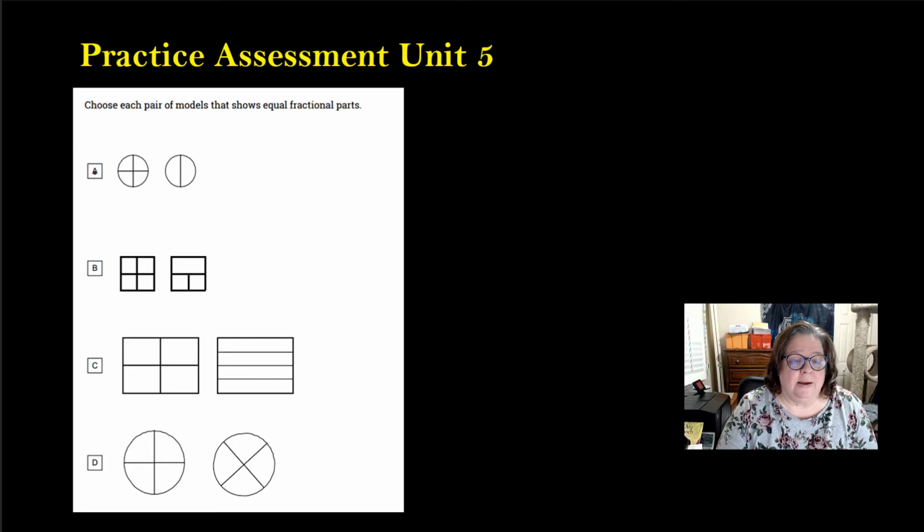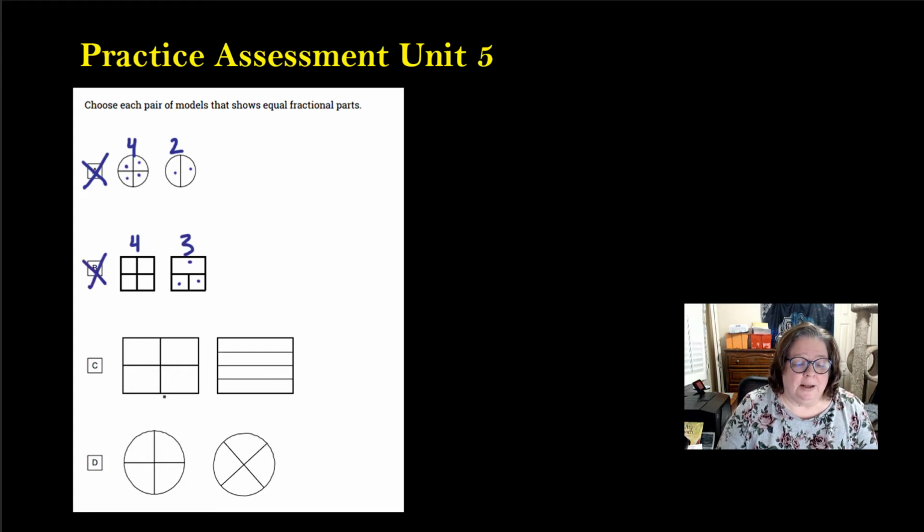Well, let's look at A. How many fractional parts are there here? 1, 2, 3, 4. How many fractional parts are here? 2. 4 fractional parts, 2 fractional parts? No, those do not match. Let's check out B. How many fractional parts? There are 4. How many fractional parts over here? 1, 2, 3. They do not match.